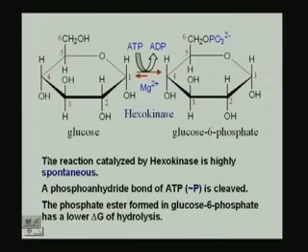Okay. Now, this reaction is highly spontaneous because the phosphoanhydride bond of ATP is cleaved. Okay. That's a high energy bond as we call it, and the phosphate ester has a lower delta G of hydrolysis.